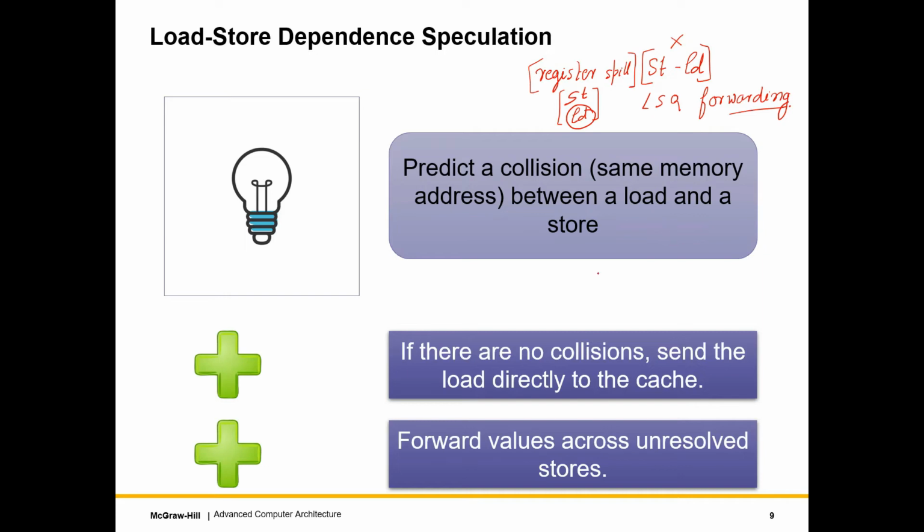So if you can predict these collisions with good enough accuracy, let's say we predict that there are no collisions, then we don't have to wait for unresolved stores. We just send the load directly to the cache, get the value, and wake up the consumers. Or if we predict that there is a very high probability of a collision between a store and a later load, even if there are unresolved stores in the middle, we need not wait for them. Because if we have predicted that this store and this load are going to collide and nobody else, then we directly forward the value, don't wait for the others, and the load proceeds.